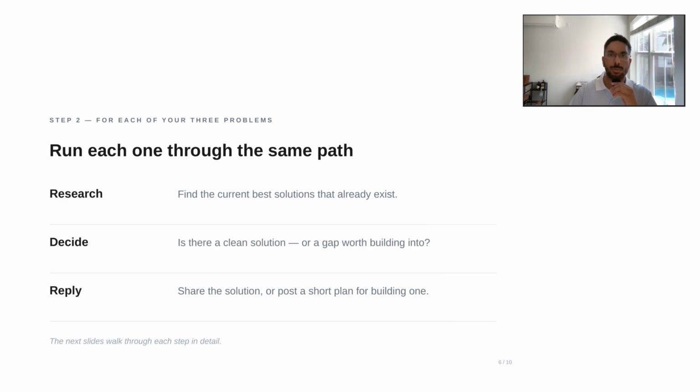Now, once you've got your three problems, you've got to run each one through the exact same path. You research the problem to find the current best solutions that already exist. You decide whether there's already a clean solution out there or whether there's a gap worth building into. And then you reply, either sharing the solution or posting a short plan for building one. Let me walk through each of those steps in a little bit more detail.